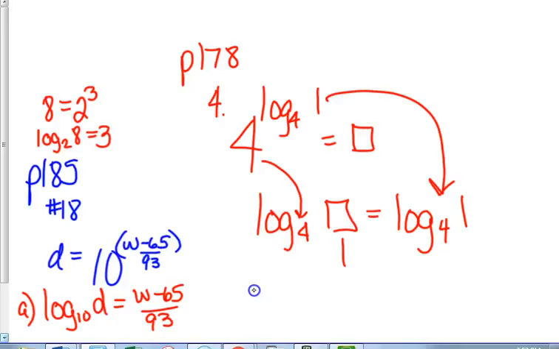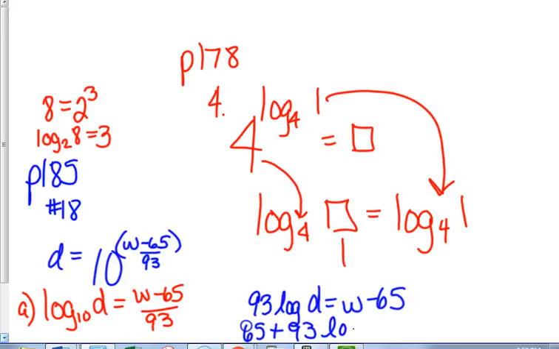Oh, it said to solve for W. That's why that's not the answer that I probably have. We had to keep going to get the W by itself. So if we multiply the 93 over, log base 10 is just log, right guys? We don't have to keep writing base 10. And then we'd have to add the 65 over. So we'd have 65 plus 93 log D equals W. Yep. I was like, why is that not what they have?